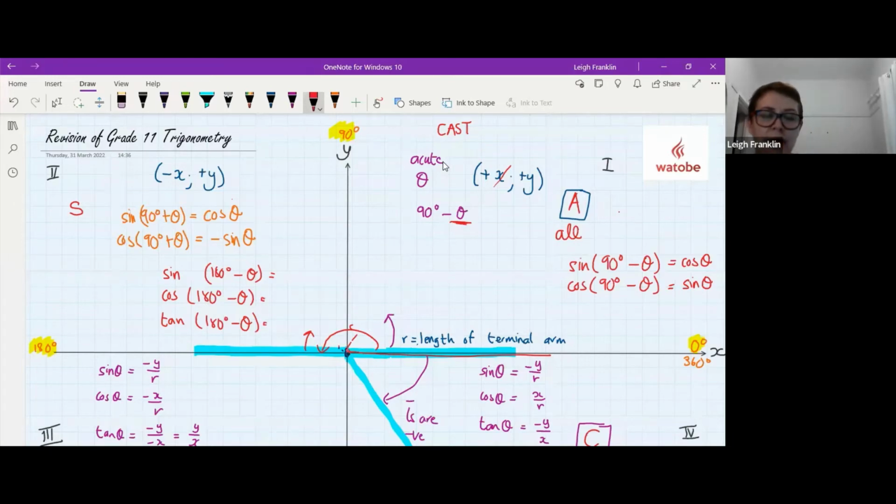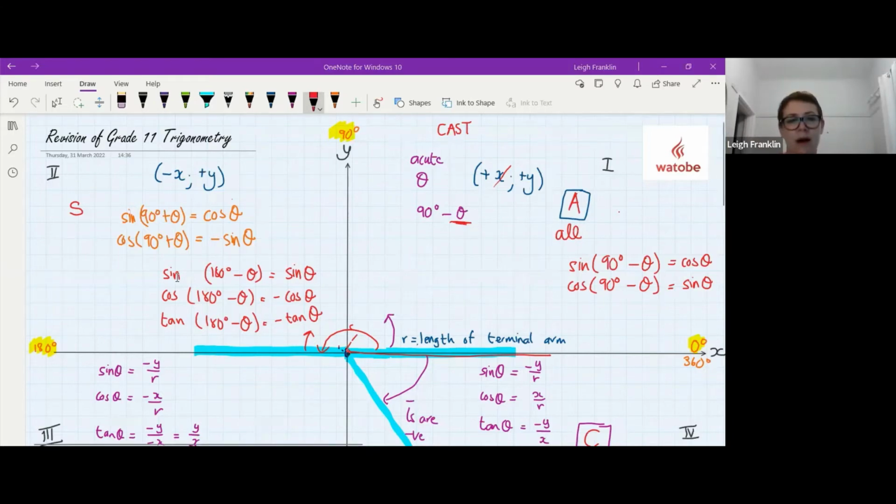Okay, so sine 180 minus theta, 180 minus theta is quadrant 2. Sine is positive, so this reduces to sine theta, the sine of an acute angle. Cos 180 minus theta reduces to negative cos theta. And tan 180 minus theta reduces to negative tan theta, absolutely.